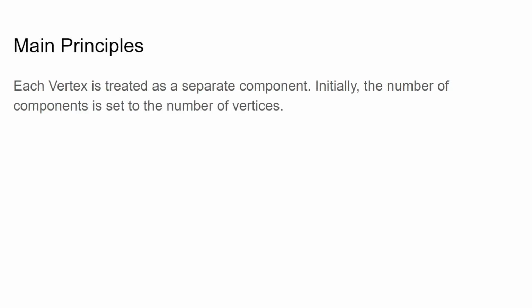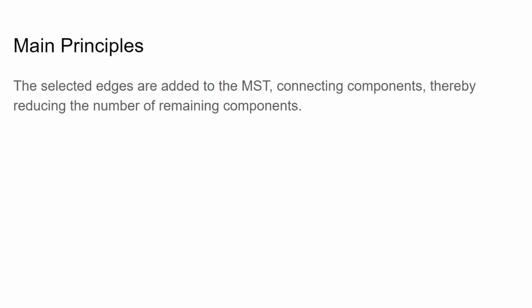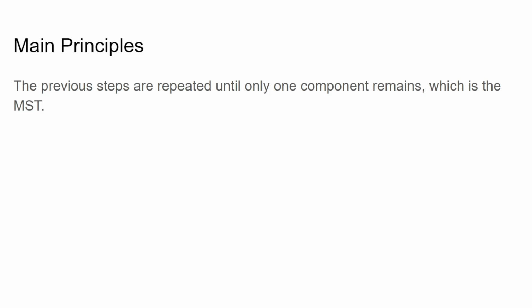Each vertex is treated as a separate component. Initially, the number of components is set to the number of vertices. Then, for each component, the cheapest incident edge connected to another component is selected. In the case of a tie between edges, any tied edge can be chosen. Then, the selected edges are added to the MST, connecting components, thereby reducing the number of remaining components. Then the previous steps are repeated until only one component remains, which is the MST.